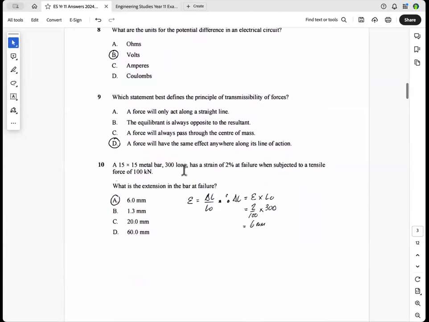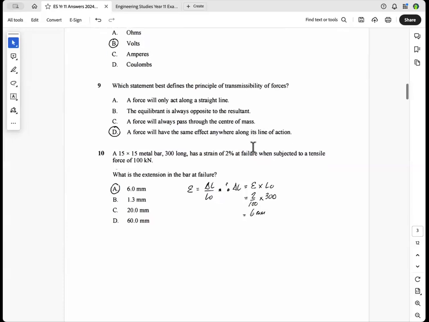Which statement best defines the principle of transmissibility of forces? Now, you've got to know this because we use it all the time. It says that a force will have the same effect anywhere along its line of action. So you can push it or you can pull it as long as it's along the line of action.